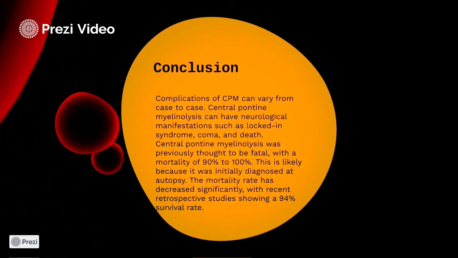In conclusion, the course of central pontine myelinolysis can vary from case to case. It can have neurologic manifestations located in the cerebral cortex and deep structures. Central pontine myelinolysis was previously considered fatal, with high mortality. This was likely because in the initial reports the diagnosis was made at autopsy. The mortality rate has decreased in recent reported studies, with slower correction rates. Thank you very much.